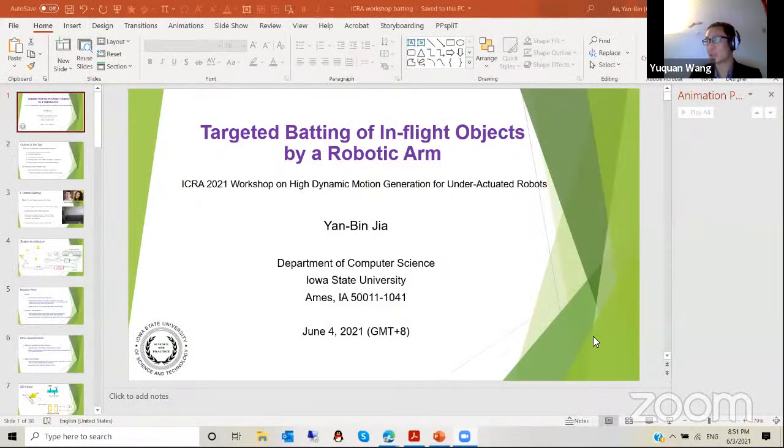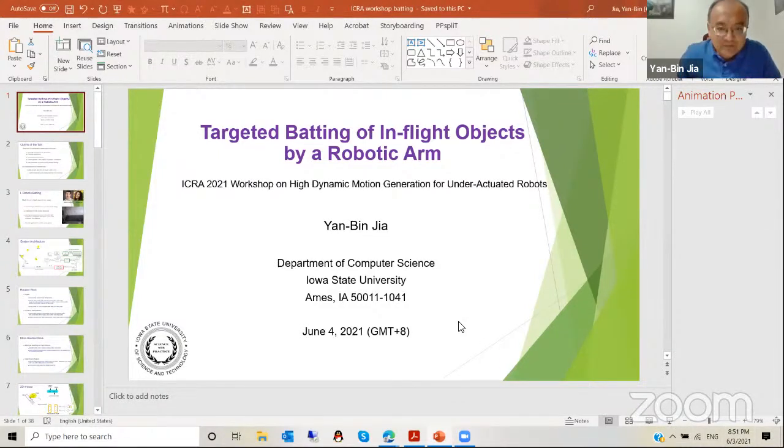Yan Bin from Ewell State University, and his topic is targeted batting of in-flight objects by a robotic arm. Thanks, Yu-Chen and Abder, for organizing this workshop and for this opportunity to speak here. So I'd like to talk about some of our recent work on robotic batting.